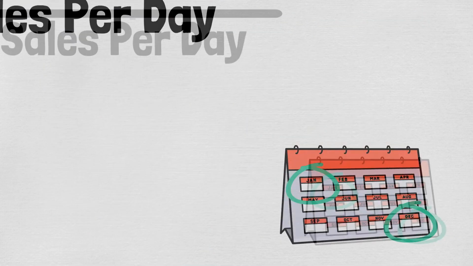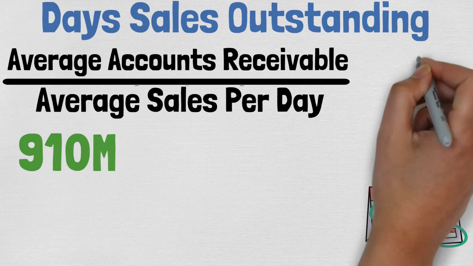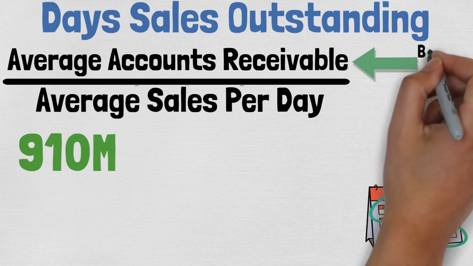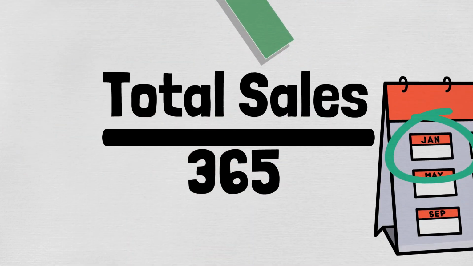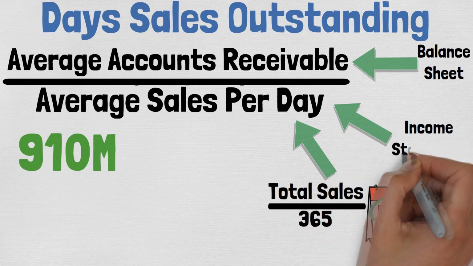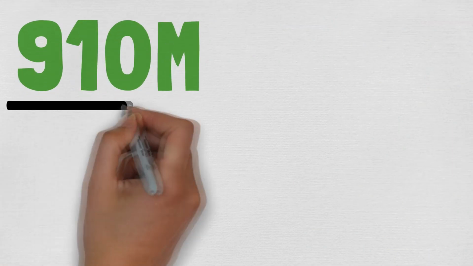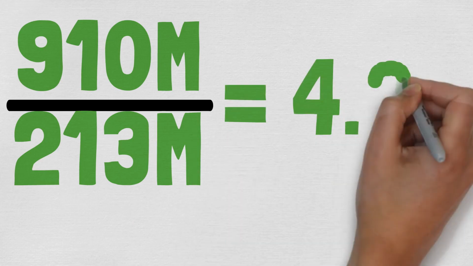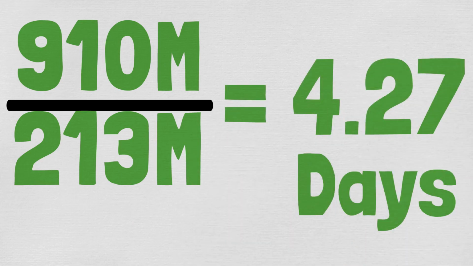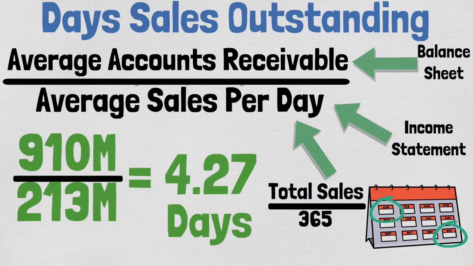Intel's 2020 average accounts receivable are $910 million, and it can be calculated from the balance sheet. For the average sales per day, I am going to divide the total sales by 365. The total sales can be found from the income statement. For Intel, the average sales per day are $230 million. This means that the days sales outstanding is 4.27 days. The days sales outstanding is the number of days that it takes the company to collect its receivables.